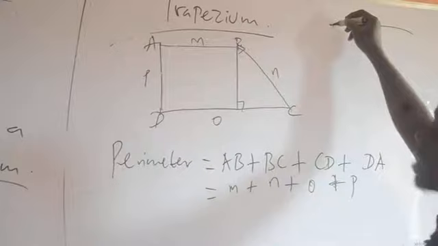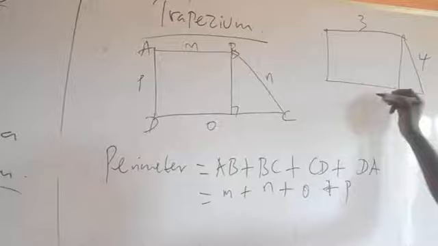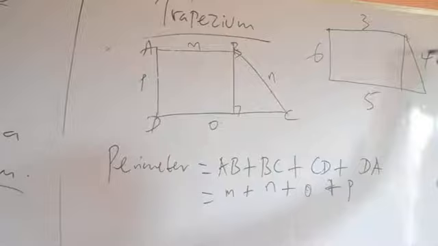Let me ask you, if it's a question, they can say find the perimeter of this shape. They put 3 here, 4 here, 5 here, 6 here. Calculate all of them together. Just say 3 plus 4 plus 5 plus 6 equals the perimeter. So that's how to solve for trapezium.